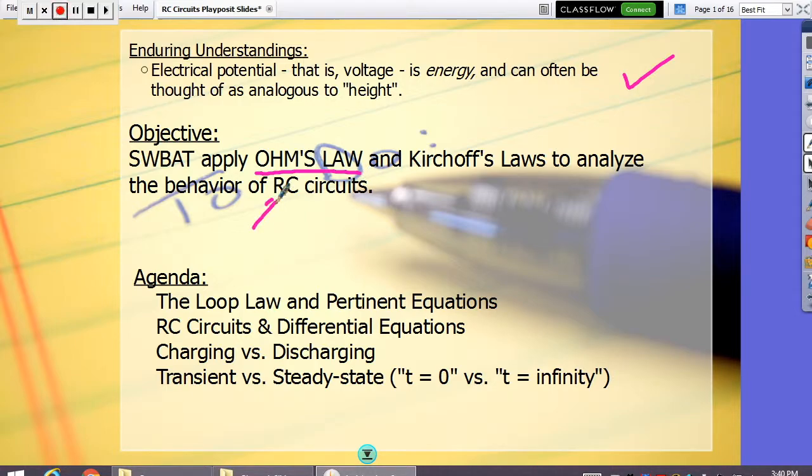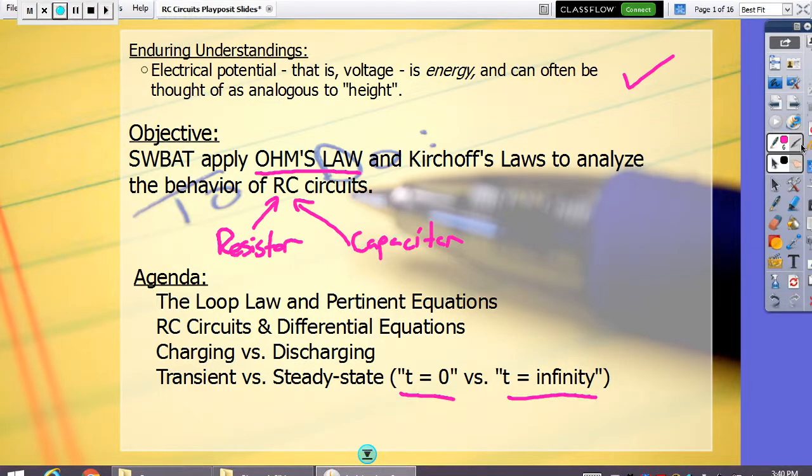And an RC circuit, as its name implies, has an R in it, a resistor, and a C in it, a capacitor. So we're going to start off with a little bit of loop law and some pertinent equations, talk about RC circuits, use some differential equations, examine these circuits as the capacitor is charging and as the capacitor is discharging, and then talk about what I'm going to call transient versus steady state, where transient means time equals 0 just after we make a change, and steady state is a long time after.